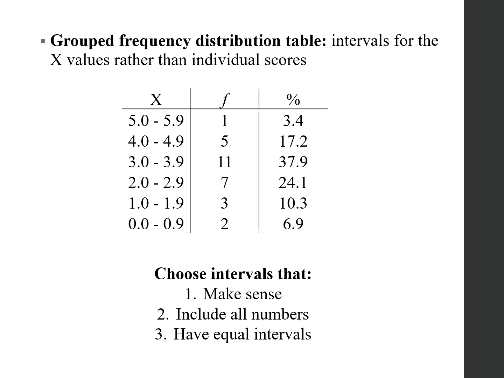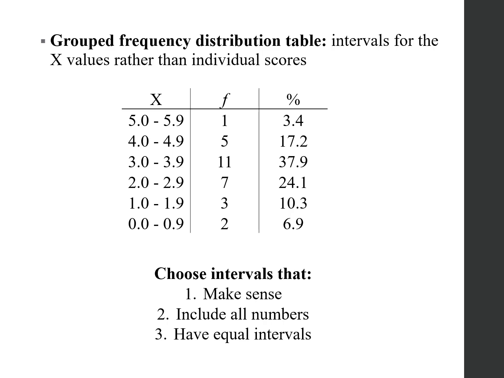You can see on this example that there's a range of 5.0 to 5.9, 4.0 to 4.9, and so on. The frequency and percentage is calculated in the same way. This just helps to simplify that data.